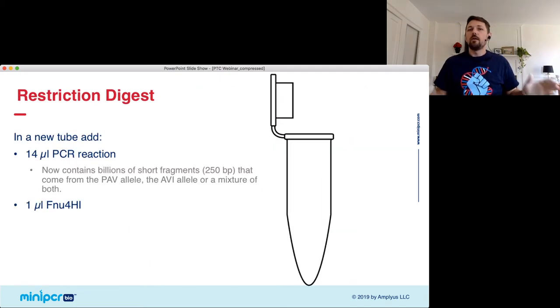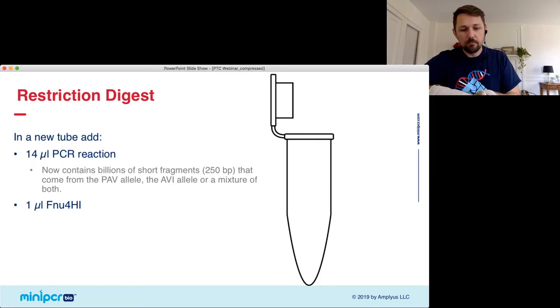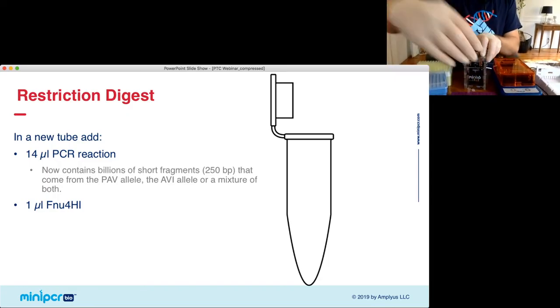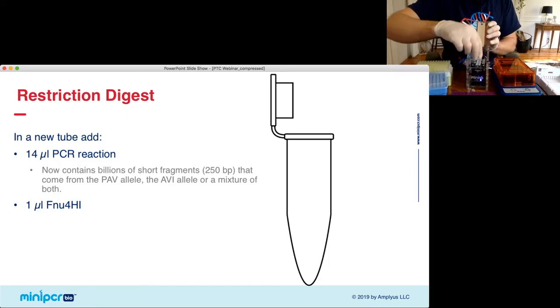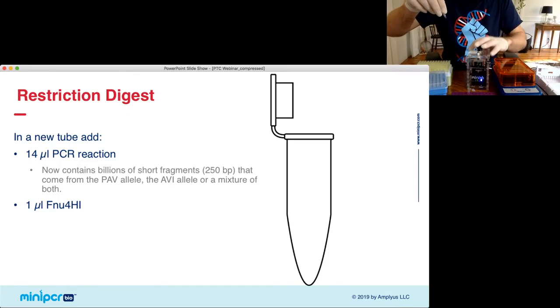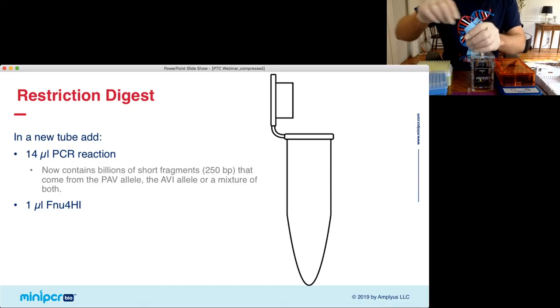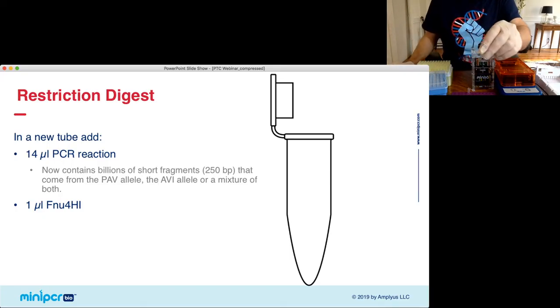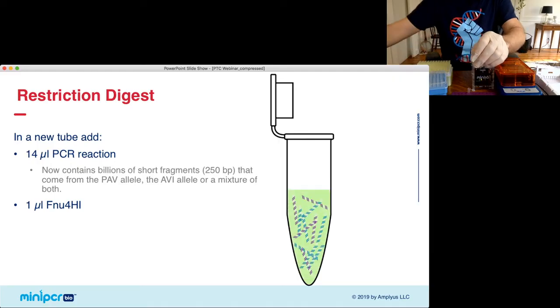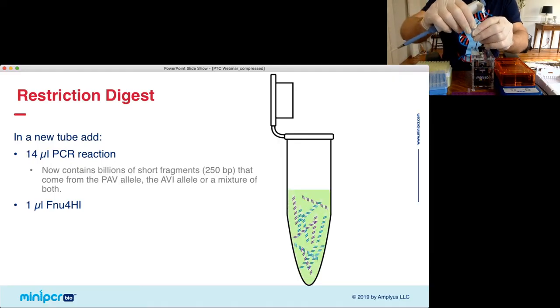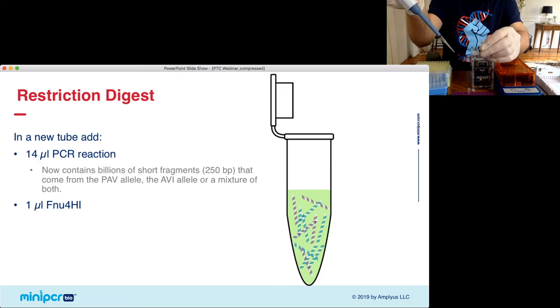Here we go. Restriction digest. So we're going to pretend my PCR is done. So we're going to take it out. And in a new tube, we're going to take 14 microliters of our PCR product. Okay. So this is now set to 14.